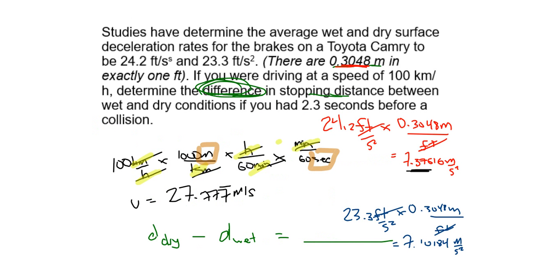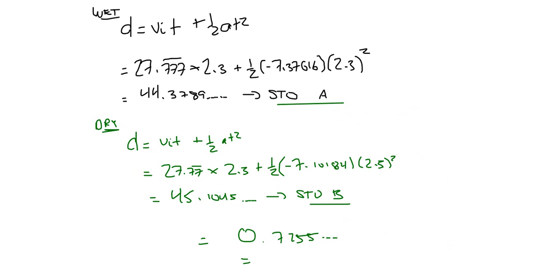And now it's sig dig time. It looks like we're limited to 2 sig digs based on this time value. So 2 sig digs means we get a difference of 0.73 meters. Now you might think, less than a meter? But hang on a sec. I mean, 1 meter of stopping distance could definitely be the difference between an accident or no accident, between wet or dry conditions, right? So that makes logical sense.